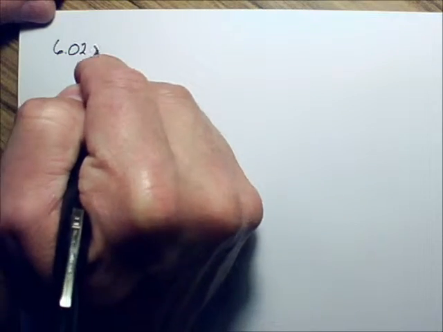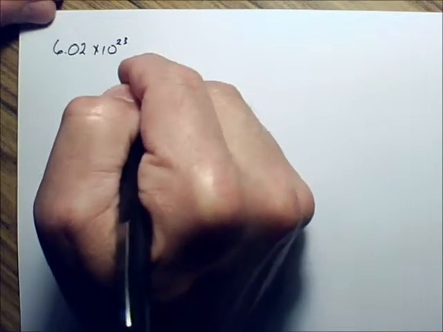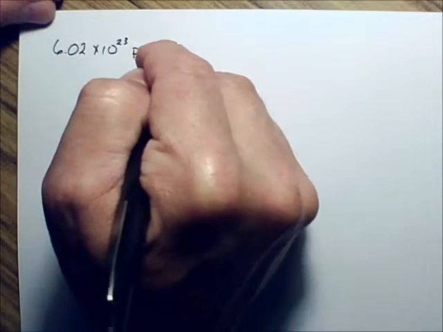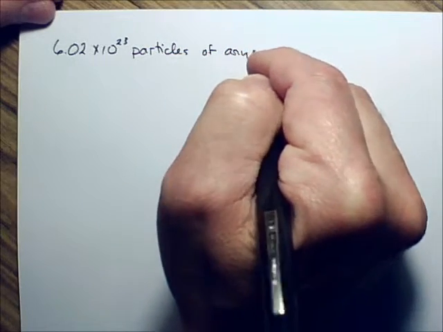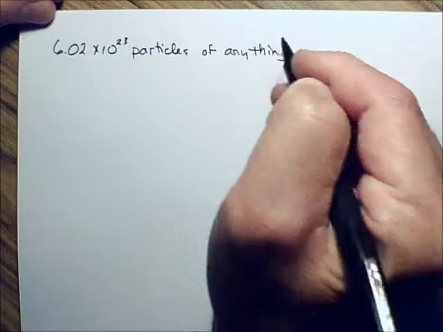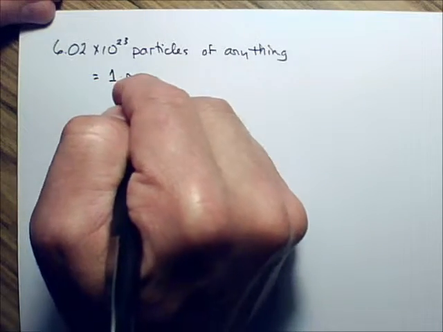The equality statement for the conversion is always the same except for the species. Okay? And the main number you need to know is something called Avogadro's number. 6.02 times 10 to the 23rd particles of anything is equal to 1 mole of that thing.